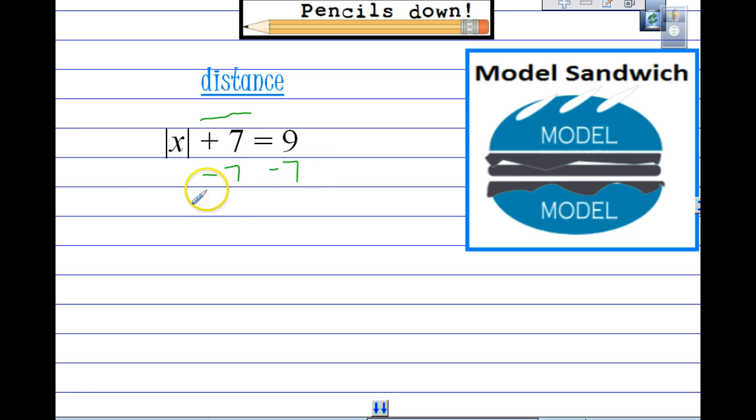First thing I'm going to do is clear around the absolute value. I'm going to ignore what's inside the absolute value. It doesn't matter yet. And then this is last night's homework. That's when you break it up into 2. X equals positive 2. X equals negative 2. And don't forget to do the check. If you plug each of these in, you will get 9.